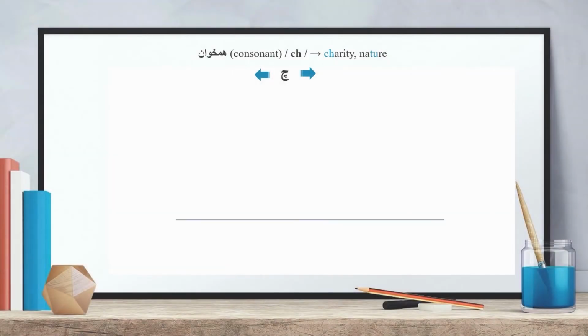So here we had j, the consonant j at the end, and here the consonant j in the middle. Our last letter for today is ch. Repeat after me. Ch, like the words charity or nature in English. We write it in Persian exactly like j, but with a difference in the dots. So as I told you earlier about the beginning of j, we start from here, we go upward, then again downward, then to the left. But this time we have 3 dots underneath.